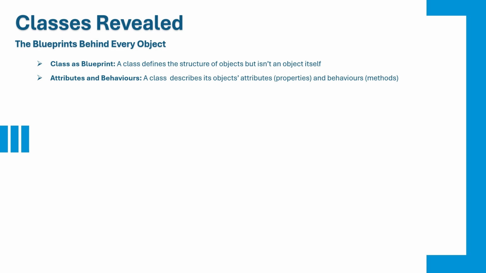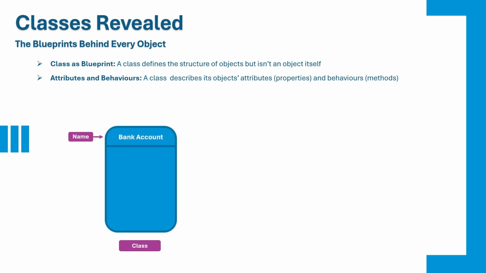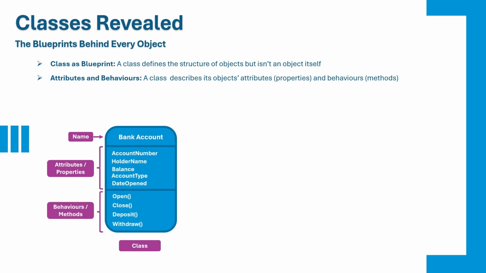For example, if your application deals with banking, you might create a bank account class. The class defines that each bank account object will have attributes like an account number and a balance, but it doesn't specify what those values are, just the structure. In terms of behaviors, the class might define actions like open, close, deposit, and withdraw.